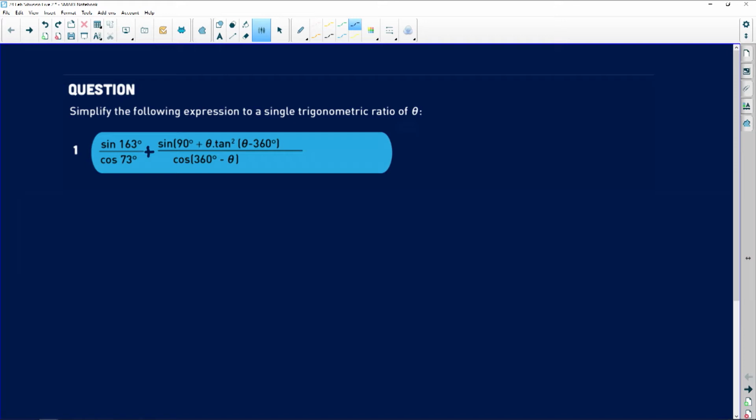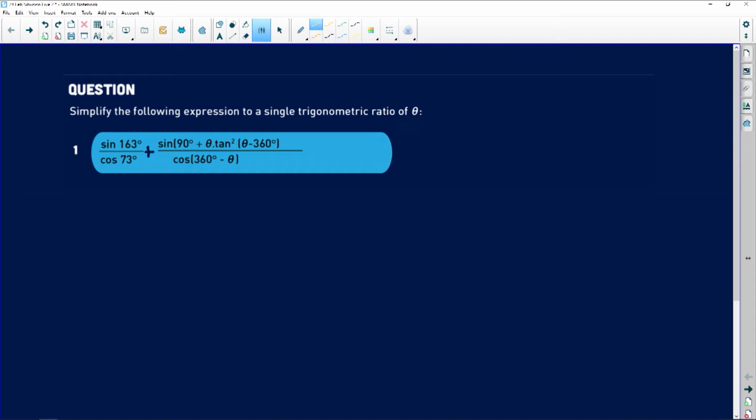Right. So what you're looking at here is a question that has a lot of trigonometry concepts involved, and we need to find all this in the form of a single trigonometric ratio. So let's begin by analyzing the different parts of this question. First of all, you will notice things such as 360 minus theta, theta minus 360, 90 degrees plus theta, and so on. And then on the other part, you have sine 163 degrees divided by cos 73 degrees.